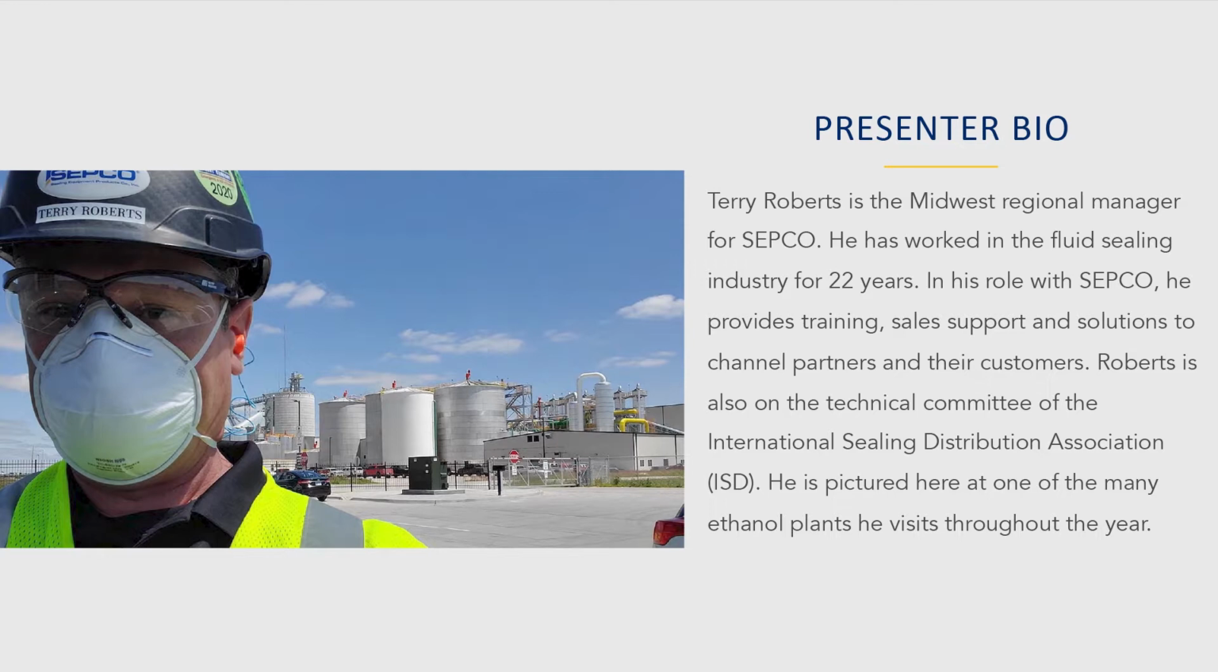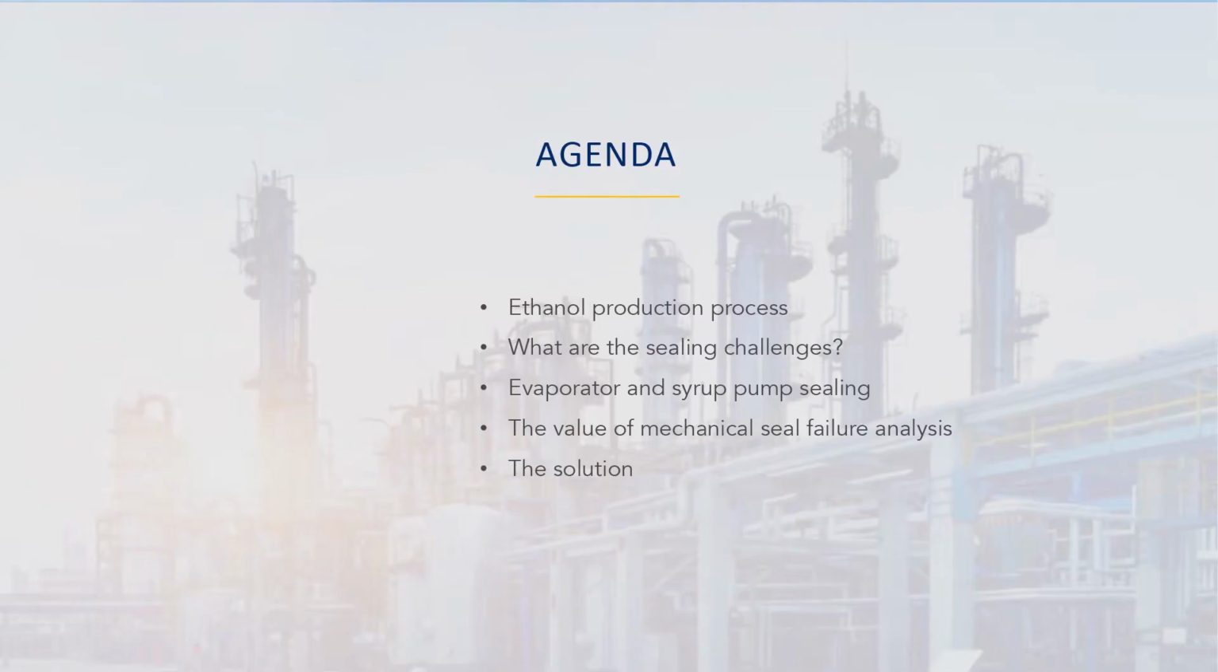So to get started, the agenda today is going to cover the ethanol process, how ethanol is produced, and what sealing challenges are involved with producing the ethanol. We'll focus on the evaporator pumps, which basically give us the syrup product, the value of mechanical seal failure analysis, and the solution that we provided to this specific plant.